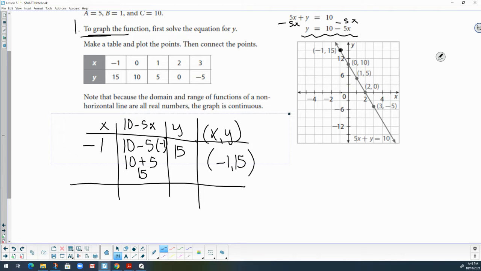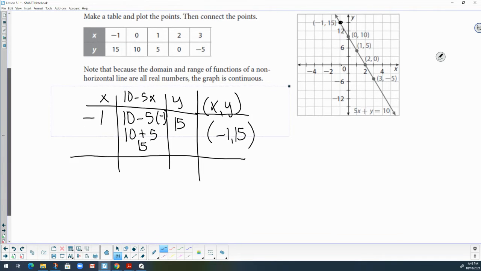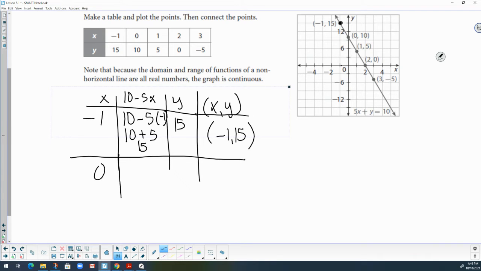So now I'm going to go ahead and do my 0. So I'm just going to substitute in 0. So 10 minus 5 times 0. Again, this is -5 times 0 is 0. So then my y value here is 10. So my next one is 0, 10.